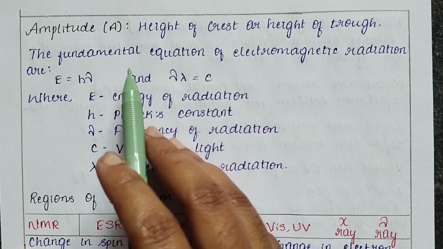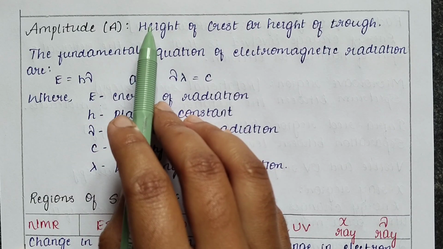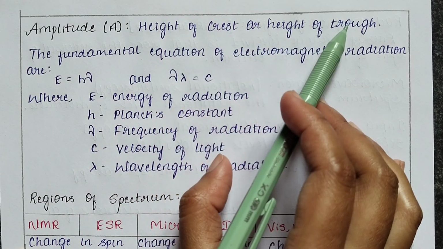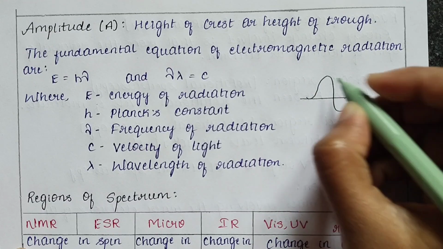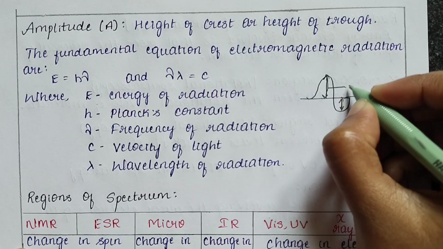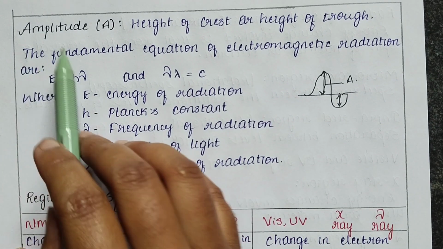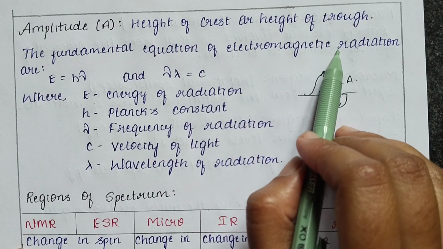And the next term we are seeing is amplitude, which is represented as capital A. This is nothing but the height of a crest or the height of a trough. So if we see this as a wave, the height of a crest or a trough is called amplitude.